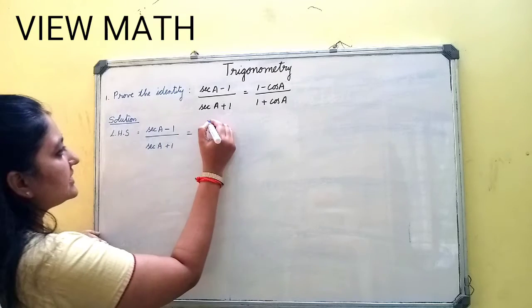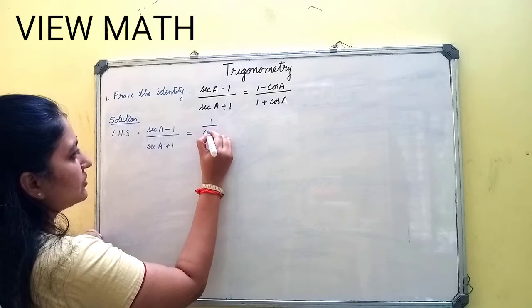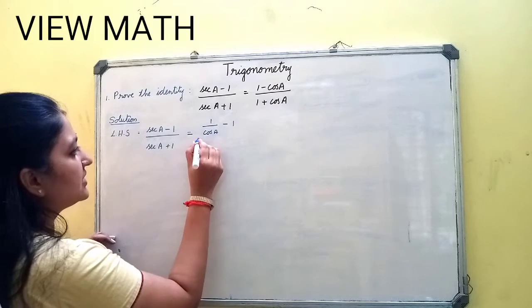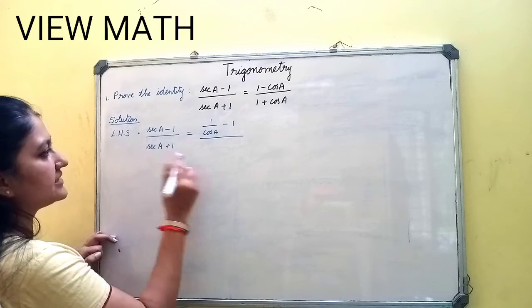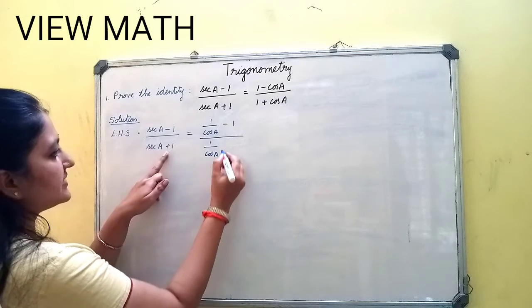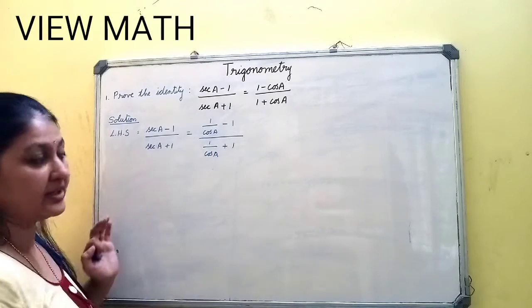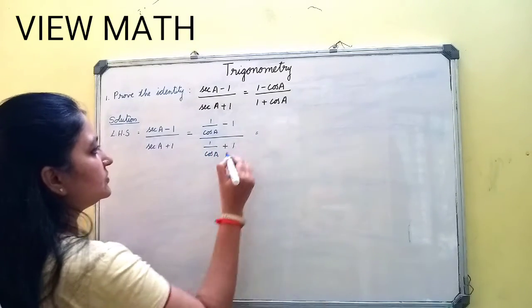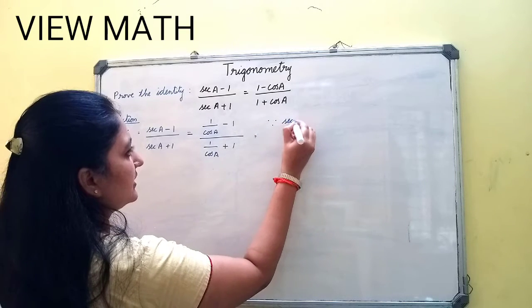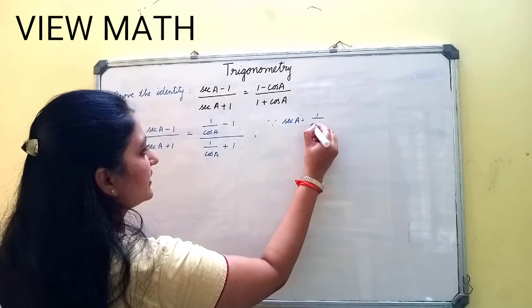So let me write secant A as 1 by cos A, very simple, minus 1 as it is written, the whole thing divided by, again secant A is there, again I am writing it as 1 by cos A, plus sign is there, plus 1. Now this is equal to, since secant A is equal to 1 by cos A.